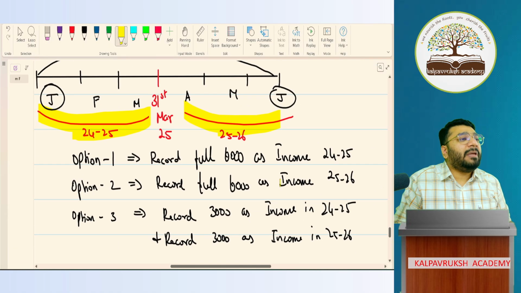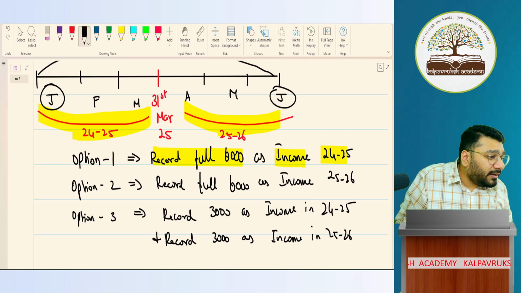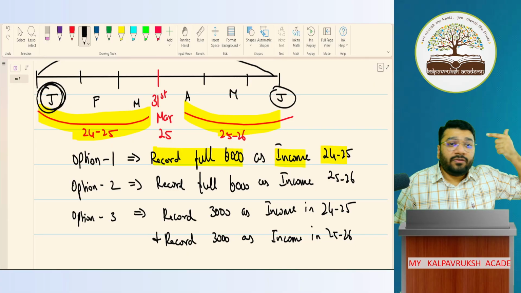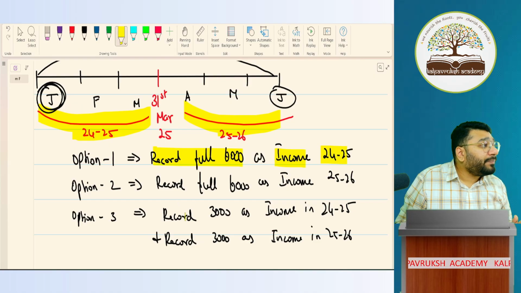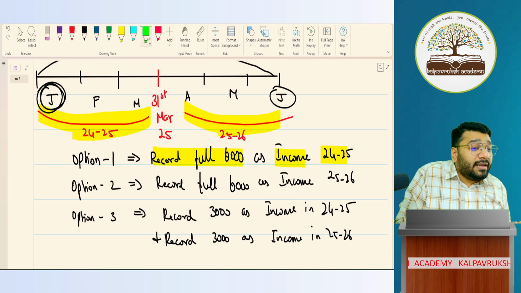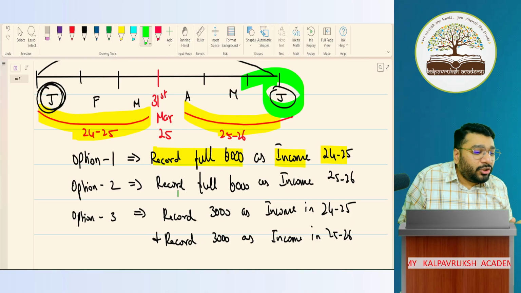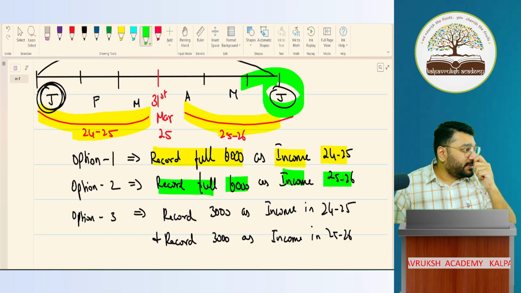Now, the confusion people have is, should I record the full 6,000 rupees as income in 24-25? Why? Because the money is received here. Since money is received here, can I record the entire money received as income? First doubt. Or second, people say, no, how can I record that? Since service is not completely given, you can't record it. So you will record the income only when the service is fully provided. So somebody is suggesting option 2, record 6,000 as income in the next year after the completion of service.